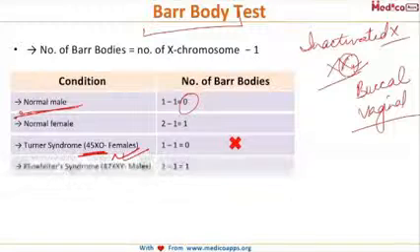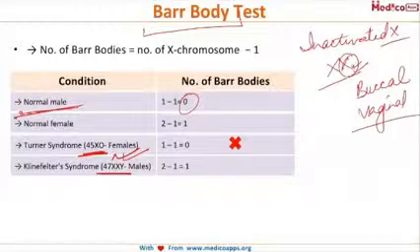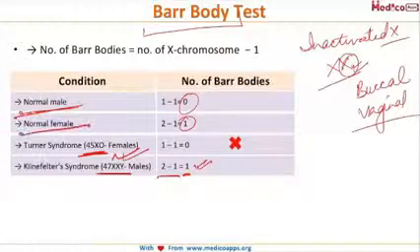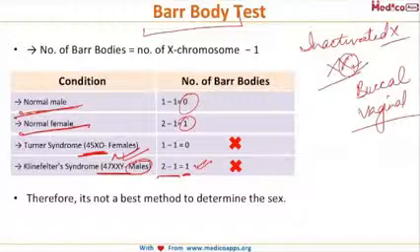So this is an exception to this rule. The next is Klinefelter syndrome, and in this the genotype is 47XXY. Now in these individuals, the number of Barr bodies will be 2 X chromosomes minus 1, and that is 1. But we have said that if there is one Barr body, we expect them to be normal females. But these Klinefelter syndrome individuals are phenotypically males. So again, this is an exception to this rule. Therefore, it is not the best method to determine the sex.